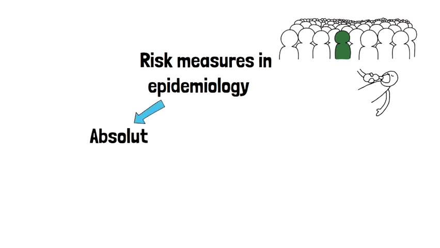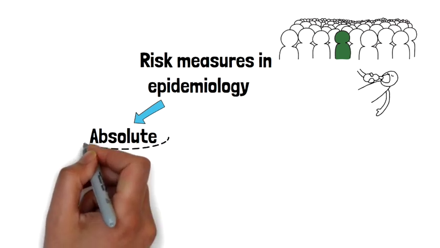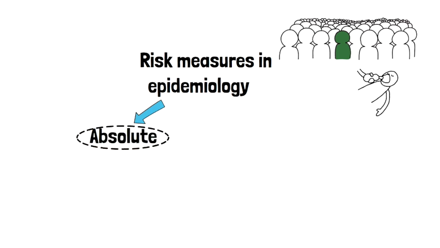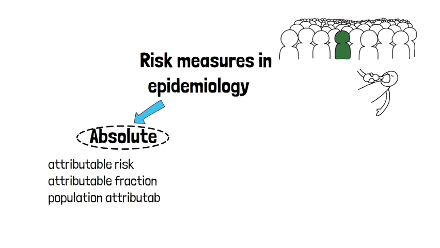One is absolute risk. This is when an individual, product, or idea is not compared to any other unit and is devoid of any other standards or criteria. Absolute risk examples are attributable risk, attributable fraction, population attributable risk, and population attributable fraction.